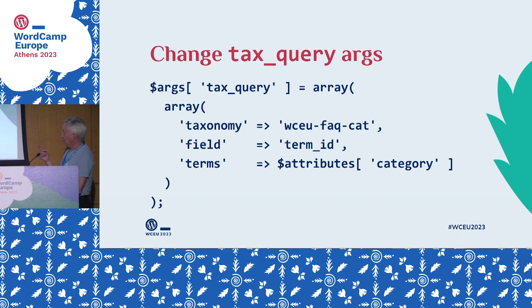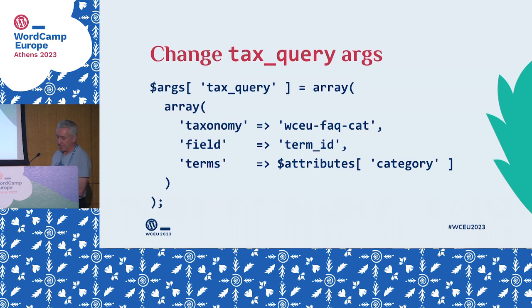Okay, now because we're using an ID instead of the slug, we're going to need to change our tax query in render.php. So instead of using field slug, we're going to need to change that to field term ID in order for our front end to work correctly. Okay, and then we'll do the same, or something similar, in edit.js.